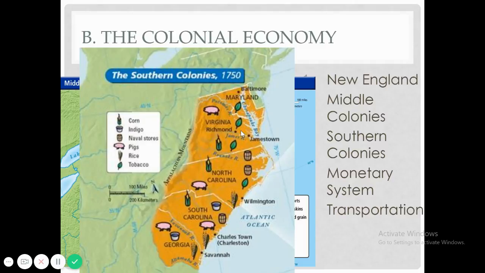The southern colonies: most people in the southern colonies lived on subsistence farms with no slaves. Most people did. However, a few people lived on huge plantations, over 2,000 acres, and they relied almost entirely on slave labor. These plantations themselves were very self-sufficient. They could grow their own food. They had their own slave craft workers.